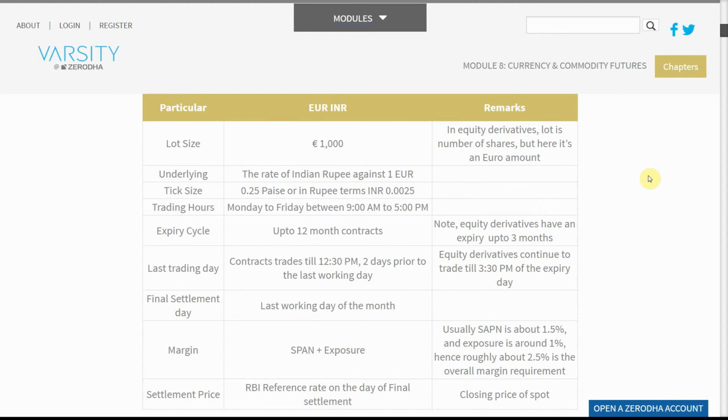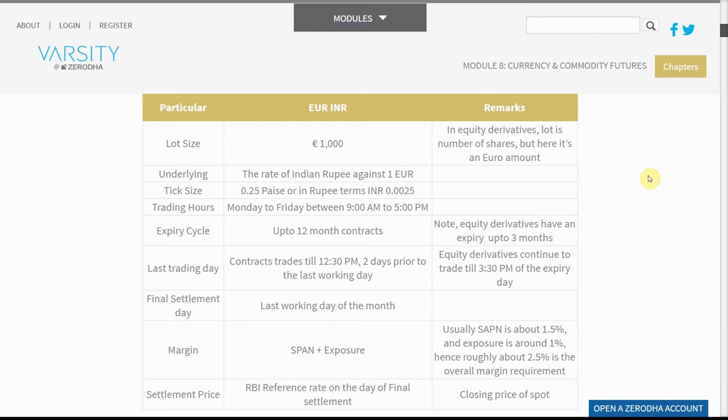Particular EUR-INR remarks. Lot size 1,000 euros. In equity derivatives, lot is the number of shares, but here it's in euro amount. Underlying: the rate of Indian rupee against 1 euro. Tick size 0.25 paise, or in rupee terms INR 0.0025. Trading hours Monday to Friday between 9 a.m. to 5 p.m. Expiry cycle up to 12-month contracts.